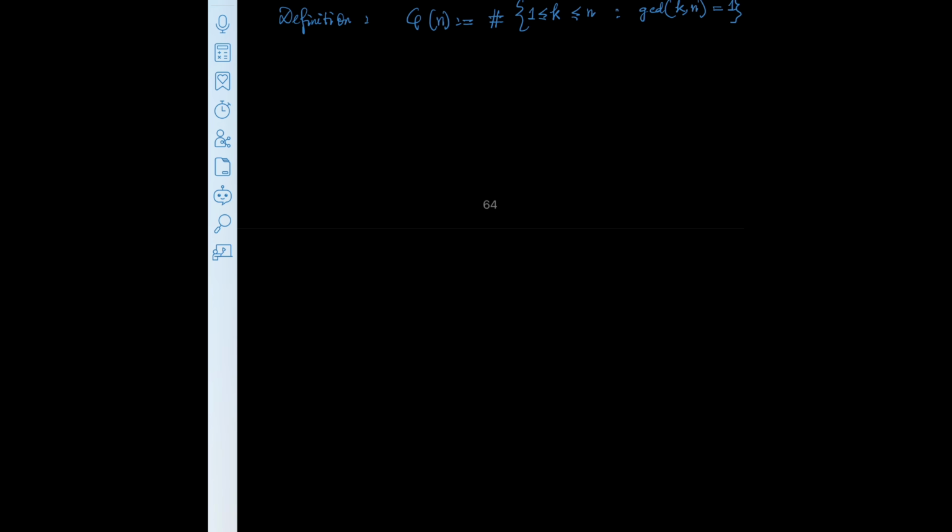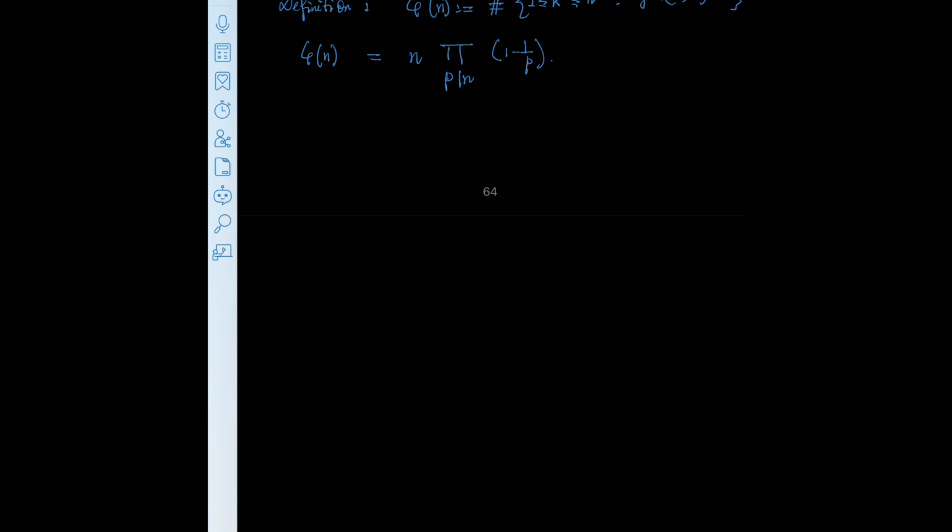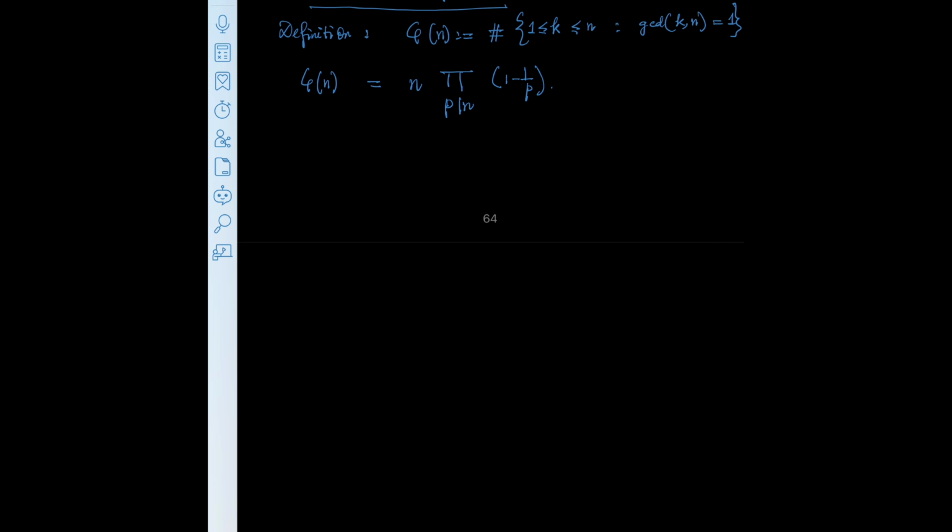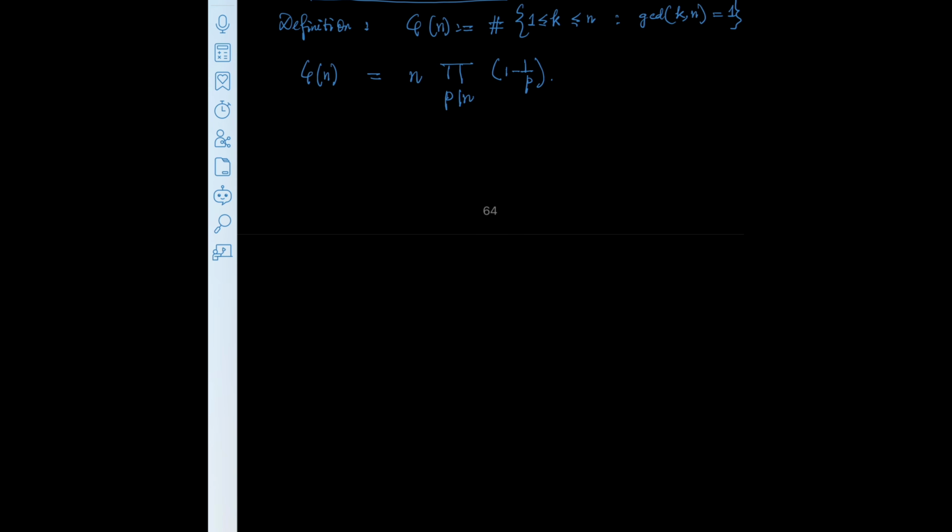If you want to know what phi n is exactly in terms of n, there are a lot of proofs, but phi n is n times the product over p dividing n of 1 minus 1 by p. Most of us know this maybe. So today I will give you a probabilistic proof of this fact.